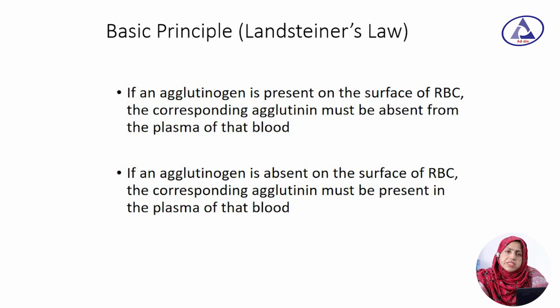What is the Landsteiner law? If an agglutinogen is present on the surface of the RBC membrane, the corresponding agglutinin must be absent from the plasma of the blood. And the second part is, if the agglutinogen is absent on the RBC membrane, the corresponding agglutinin must be present in the plasma of that blood.